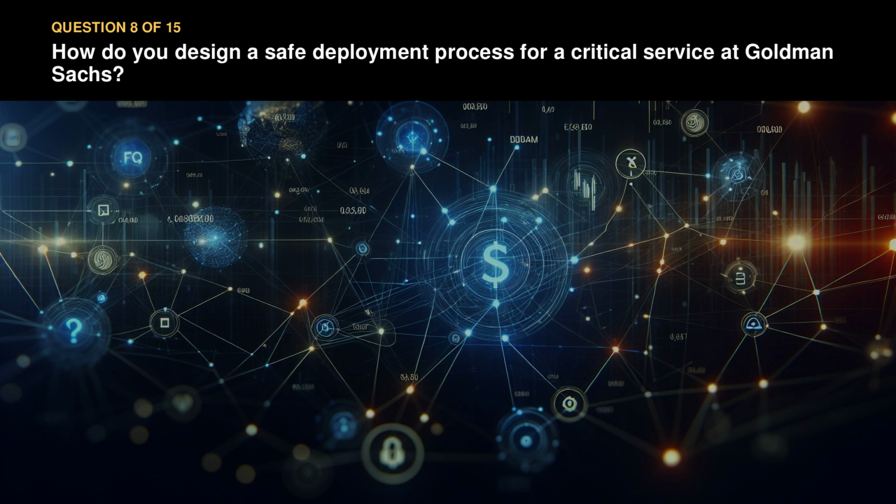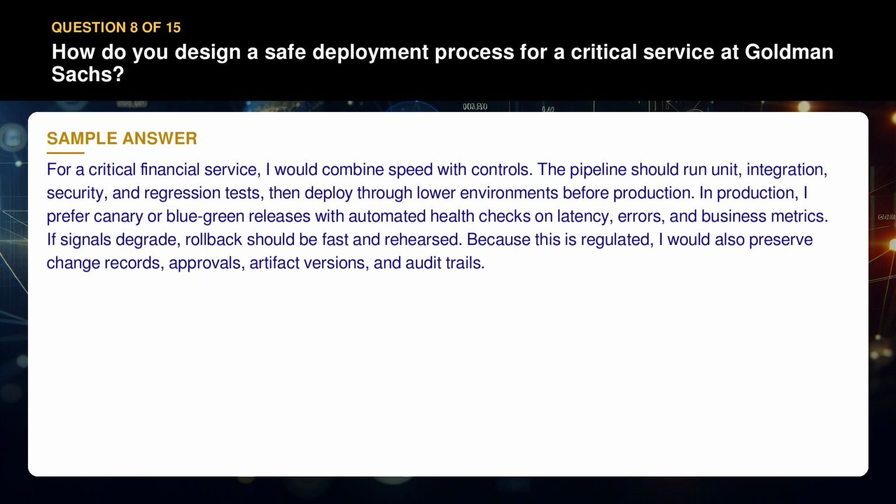Question 8. How do you design a safe deployment process for a critical service at Goldman Sachs? For a critical financial service, I would combine speed with controls. The pipeline should run unit, integration, security, and regression tests, then deploy through lower environments before production. In production, I prefer canary or blue-green releases with automated health checks on latency, errors, and business metrics. If signals degrade, rollback should be fast and rehearsed.